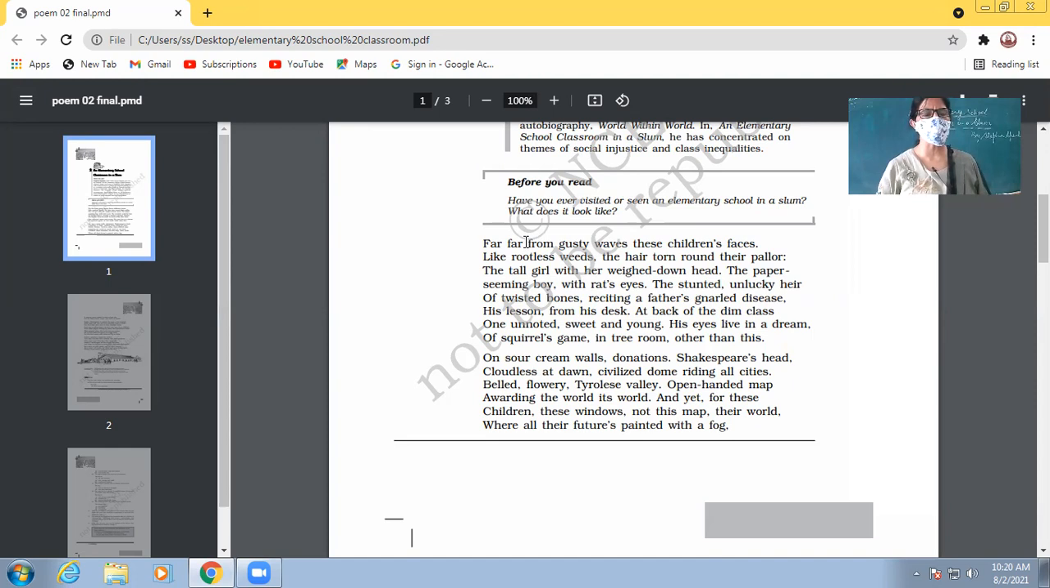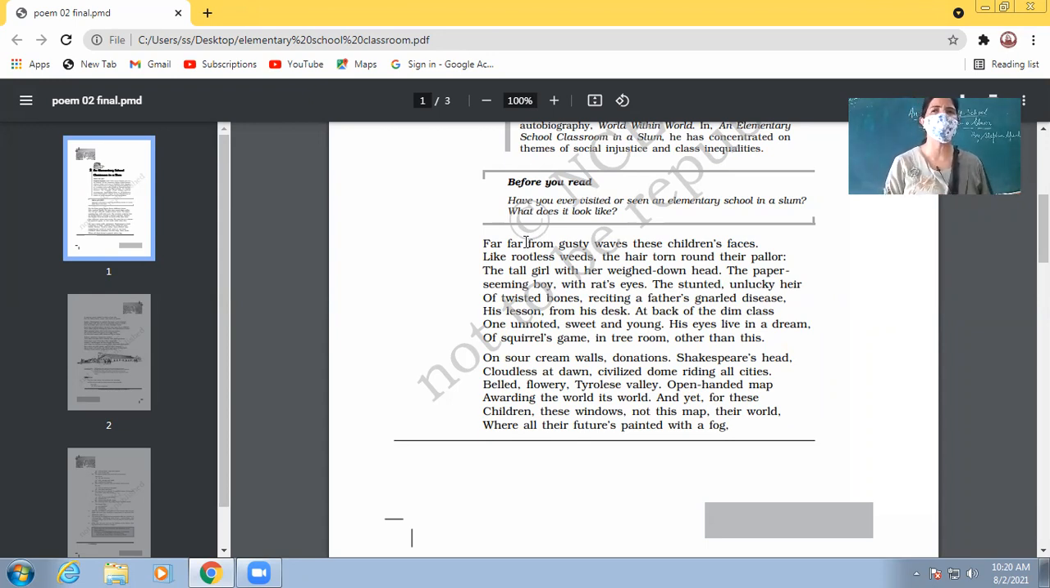Why does the poet say they are rootless? Because no one owns them. No one says that you are ours. That's why they are in the slum. If the children are in the slum, it is because no one says that you are ours. No government, no NGO, no one says that you are ours. That's why they are in the slum. So they are rootless.